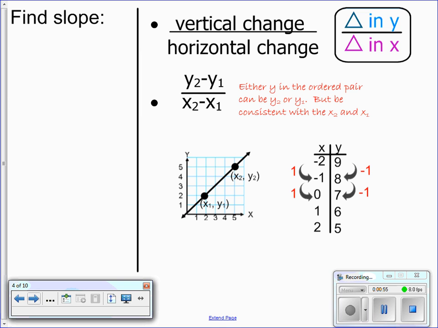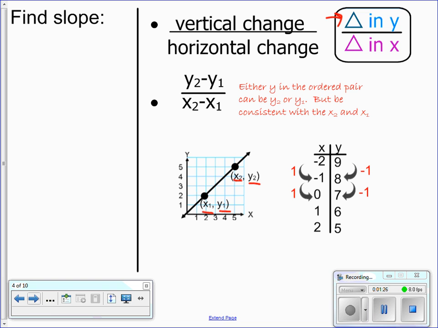To find slope, it's the vertical change over the horizontal change. So these triangles here are the Greek letter D, delta, which represents change. So the change in y over the change in x. You might also see it as y2 minus y1 over x2 minus x1. So on a graph, we have 2 points, and this is your x1 and your y1, and your x2 and your y2.